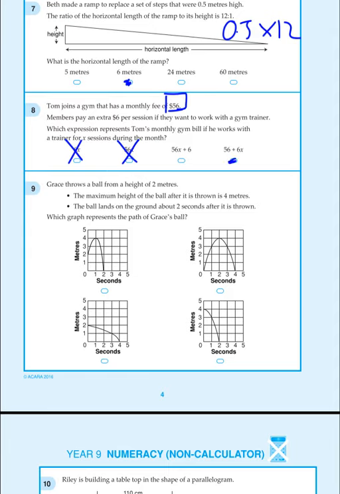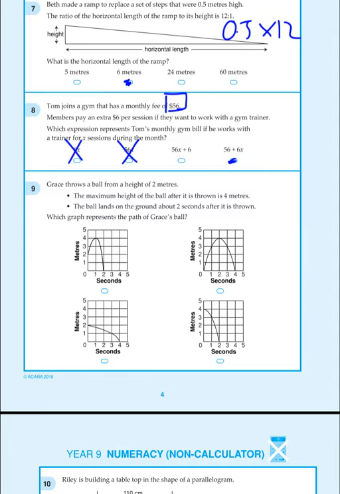Number 9. Grace throws a ball from a height of 2 meters. Maximum height of the ball after it is thrown is 4 meters. The ball lands on the ground 2 seconds after it's thrown. Which graph shows the ball's displacement?